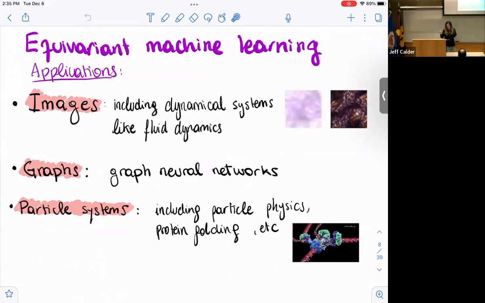Anyway, but I'm not going to talk about graph neural networks today. I'm going to talk about other kinds of equivariant machine learning that have to do with applications to images and particle systems, the graphs next time. Last time that I came, I talked about graph neural networks. So basically, the idea is the following.